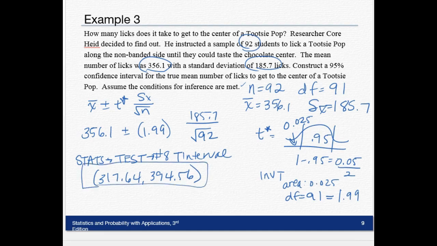All right, so on that problem, all I have to do is construct the interval and show the answer. Okay, we are going to eventually interpret this, and we would say we're 95% confident that the true mean number of licks to get to the center of a Tootsie Pop is between 317.64 and 394.56. Okay, we'll get there. We're not there yet. Right now, I want you to just practice the mechanics of building your interval.